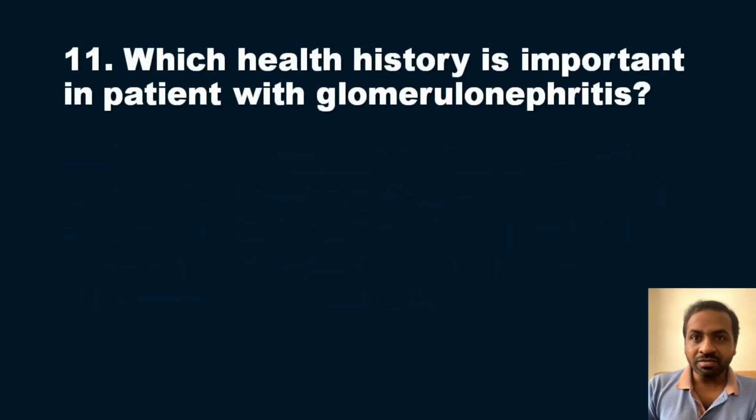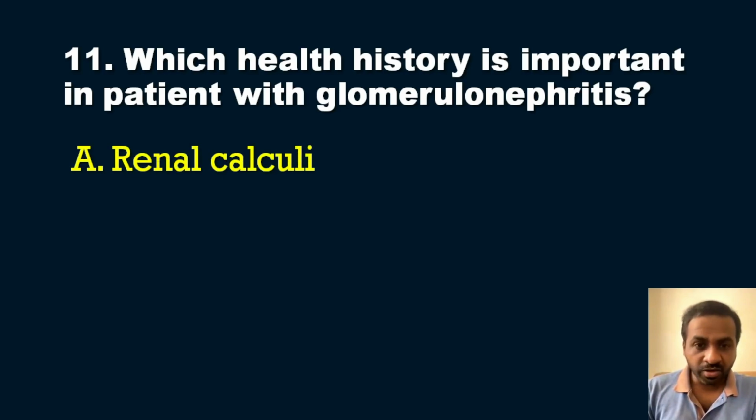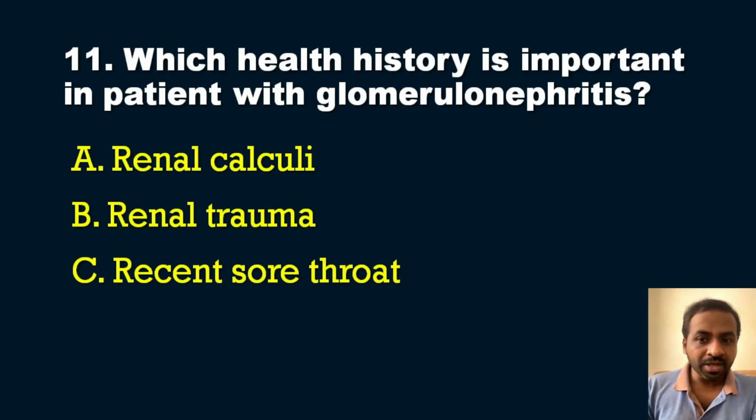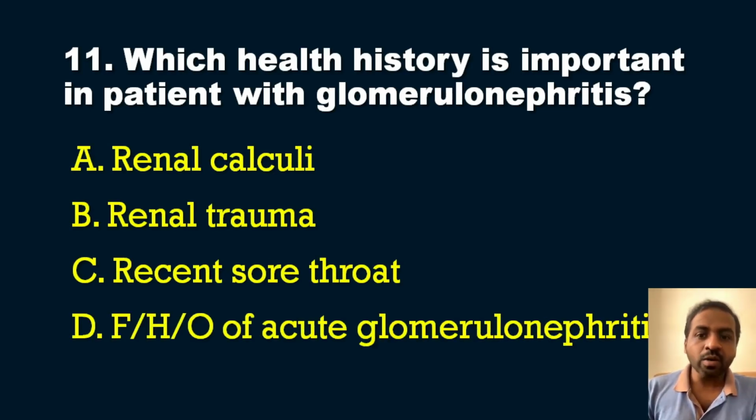Now we will move on to the 11th question in our series, that is from nephrology. The question is, which health history is important in patients with glomerulonephritis? So it is an application level question. The options for you are: option A, history of renal calculi; option B, history of renal trauma; option C, history of recent sore throat; and option D, family history of acute glomerulonephritis. So which health history is more important for glomerulonephritis?